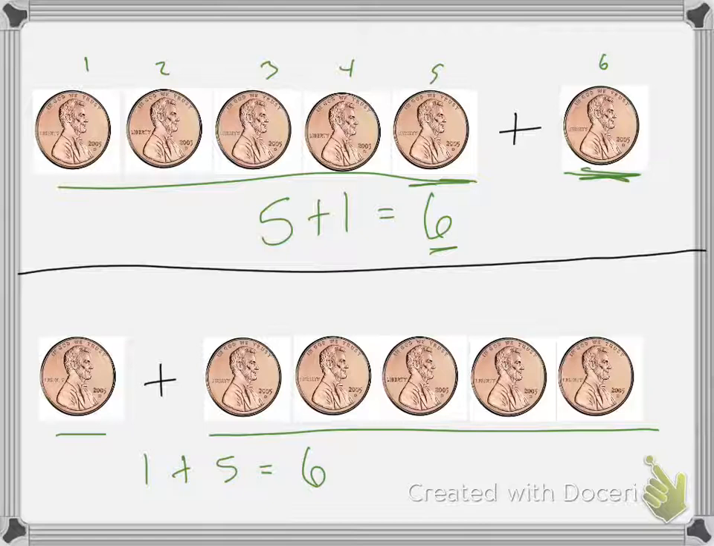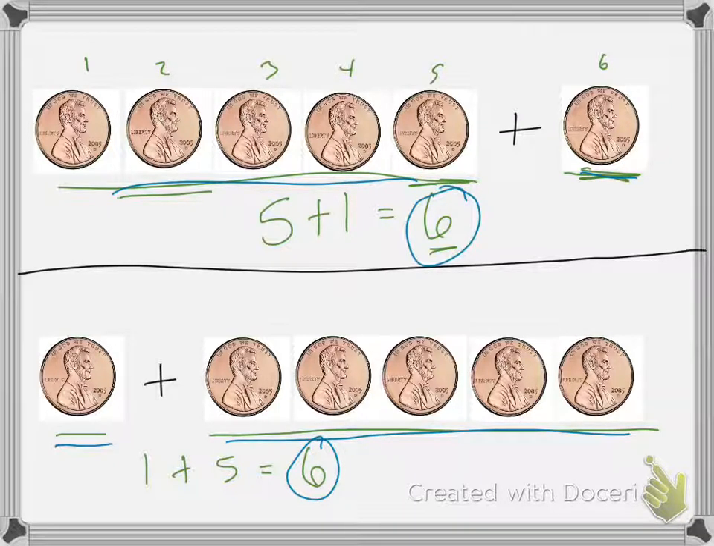Did I do exactly the same thing both times? No, it was different because the first child started with 5 pennies and then got one more. And in the second problem, the second child got 1 penny and then got 5 more. What is the same is they both ended up with 6 pennies as their sum.